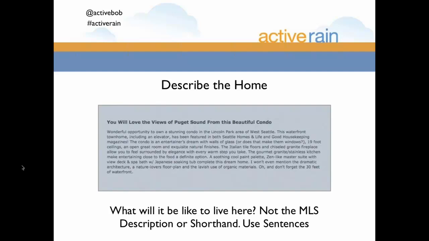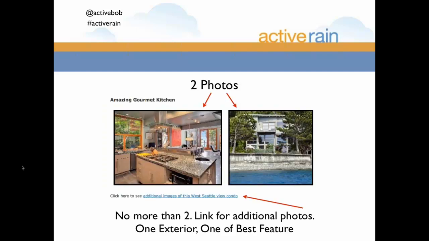Yes. But is it going to be worth it? Yes, right? If somebody lands there, we want to make sure that they get a really good, solid idea of what it would be like to live in this house.